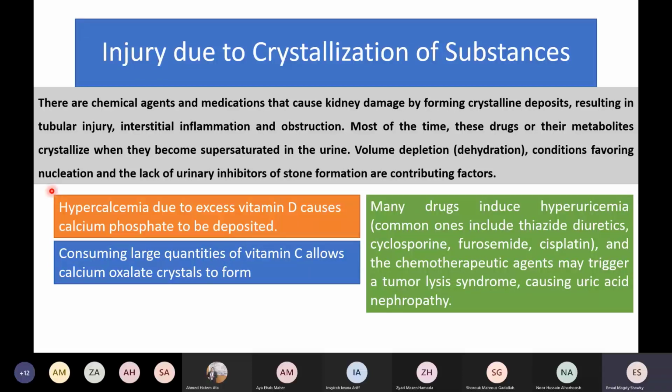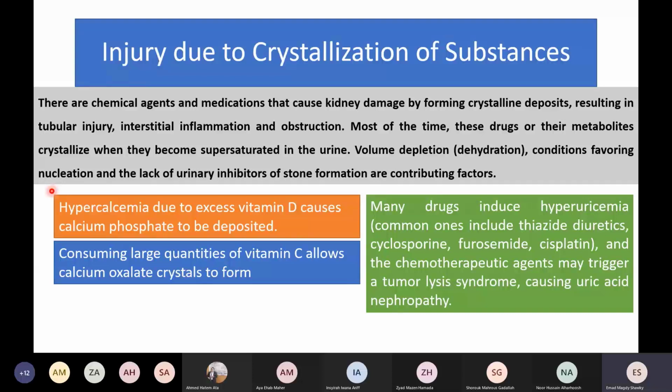These days, consuming large quantities of vitamin C allows calcium oxalate crystals to form. This is a real practice. You will find this in practice. You will find some patients that have a very bad attitude of taking vitamins in high doses for a long time. This will affect the crystallization in the urine and affect the pH of the urine and induce stone formation.